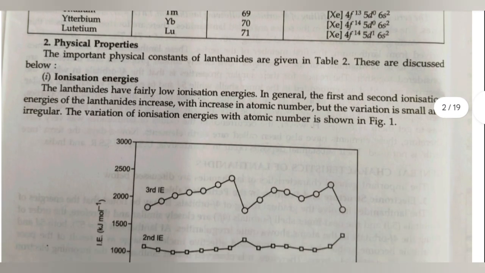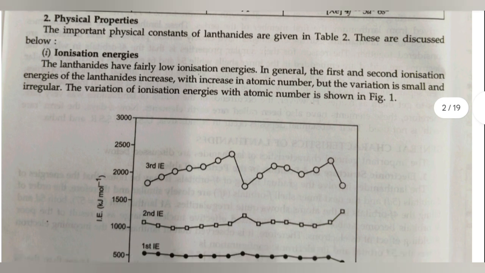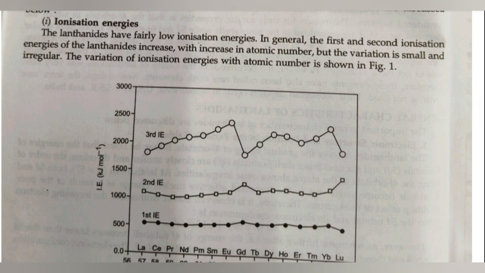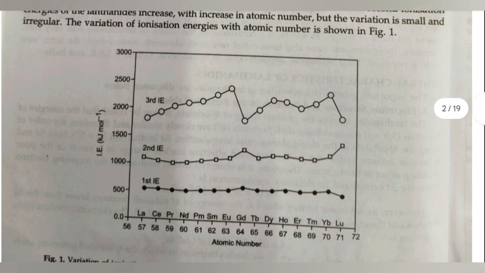Physical properties. The most important physical constants of lanthanides are given in table 2. These are discussed below. First is the ionization energy. The lanthanides have fairly low ionization energy. In general, the first and second ionization energies of lanthanides increase with increase in atomic number, but the variation is small and irregular. The variation of ionization energy with atomic number is shown in figure 1.